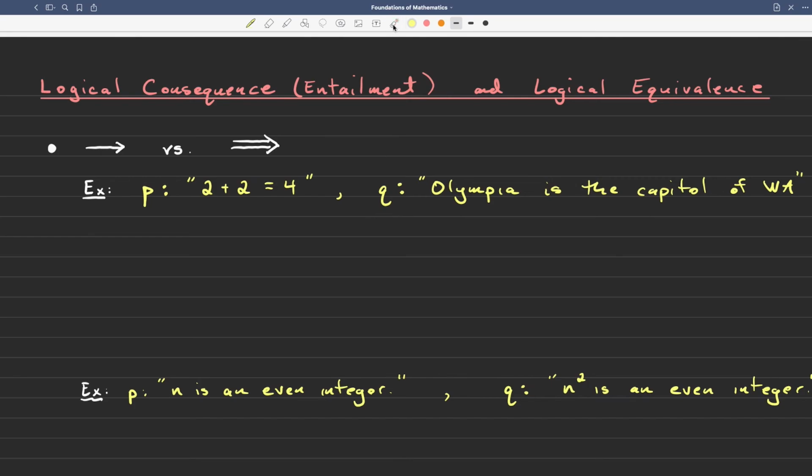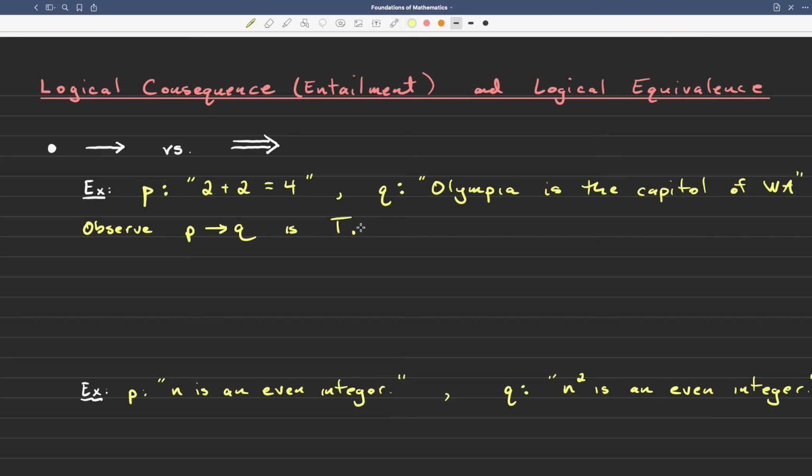If P is the statement 2 + 2 = 4, which is definitely a true statement, and Q is the statement Olympia is the capital of Washington, which is also a true statement. So just observe, P implies Q is true. So the statement that if 2 plus 2 equals 4, then Olympia is the capital of Washington, that's a true statement. But in ordinary English, it makes it seem as if somehow Olympia being the capital of Washington is a consequence, like a logical consequence, of 2 plus 2 being equal to 4. But we know that really there's absolutely no logical connection between 2 plus 2 equals 4 and Olympia is the capital of Washington. So that makes the if-then logical form feel a little silly at times.